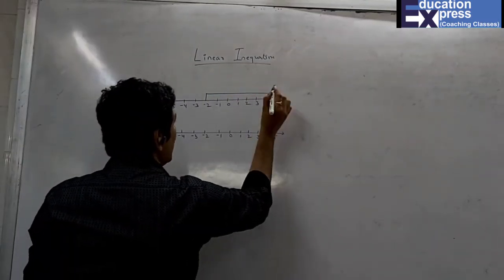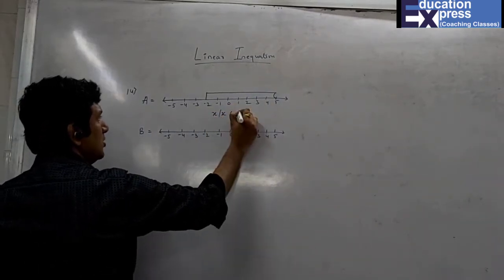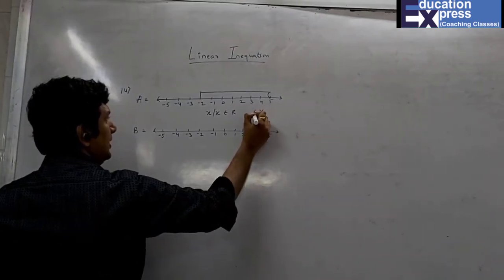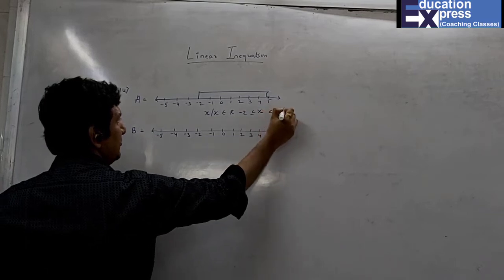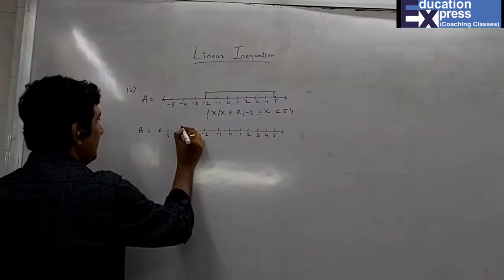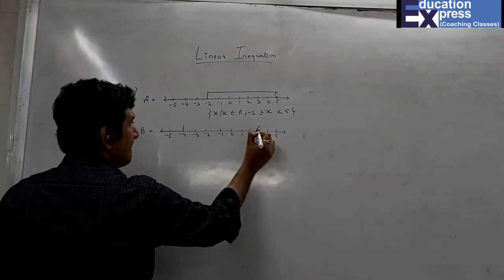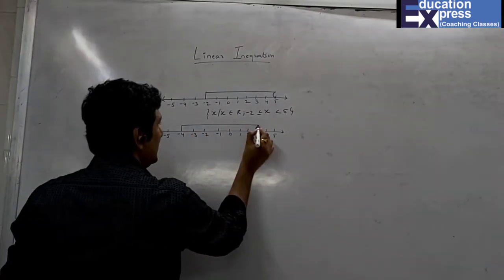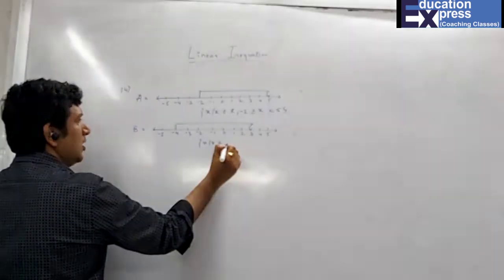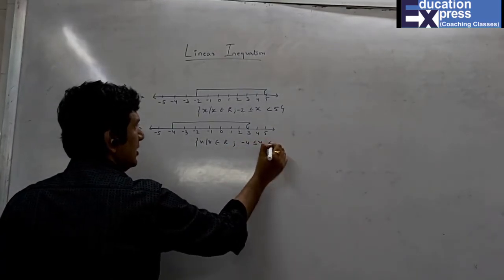So this is one part, for which the set builder form will be X such that X belongs to real numbers, X is more than or equal to -2 and less than 5. And for the second set, starting from -4 to 3. So -4 is included because of the straight line, and 3 is not included because of the curved line. So X such that X belongs to real numbers, X is more than or equal to -4 and less than 3.